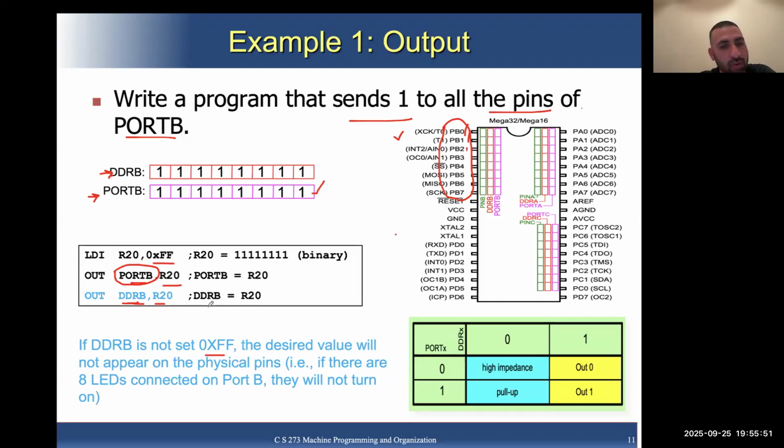So the point I'm trying to say is that you must configure the direction register. Otherwise, if you are writing a value into PORTB, it will not appear on your output physical pins. Any questions?